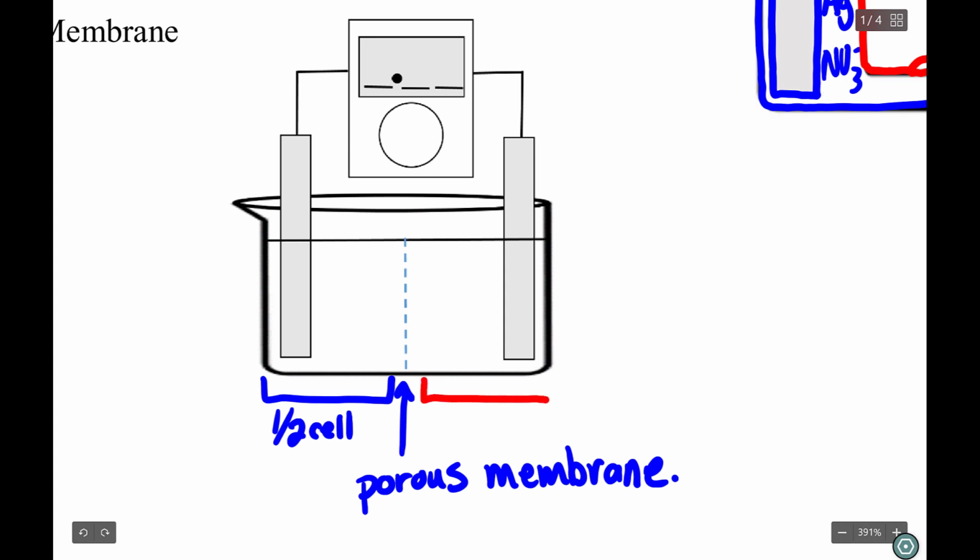And then over here, this would be a half cell. Okay, and then we would have two different solutions. So maybe I'll just stick with the silver copper idea. So this would be, say, a silver electrode. I'm making this up randomly.